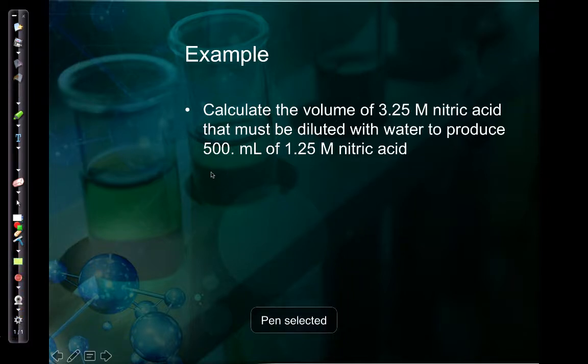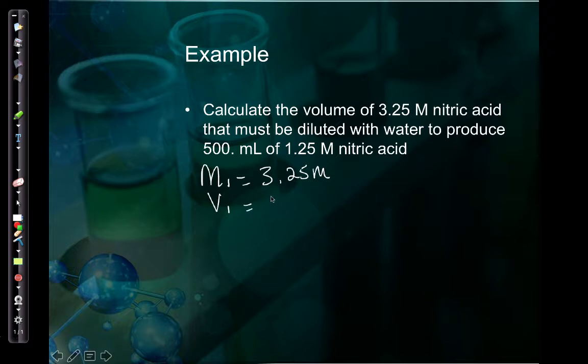Okay, so my original molarity is 3.25. My volume, well, this is the volume that I need of this solution. I don't know what that is. I'm trying to figure that out. And my new molarity will be 1.25. That volume is going to be 500 milliliters.